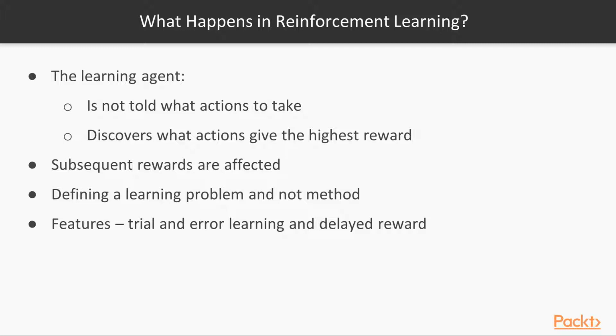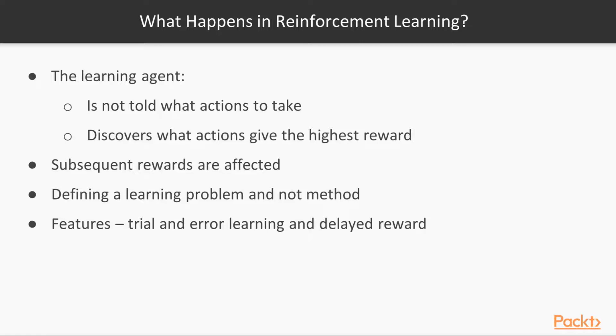A good way to think about reinforcement learning is by understanding that we're defining a learning problem and not a learning method. So we can say that any method that can solve our problem can be considered as a reinforcement learning method. Reinforcement learning is characterized by two distinguishing features: trial and error learning and delayed reward. A reinforcement learning agent uses these two features to learn from the consequences of its actions.